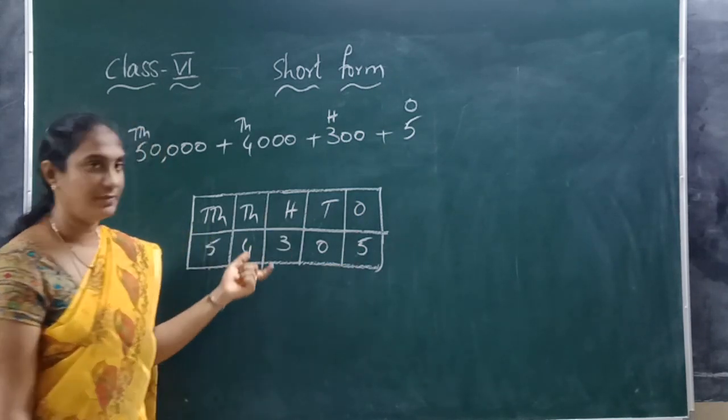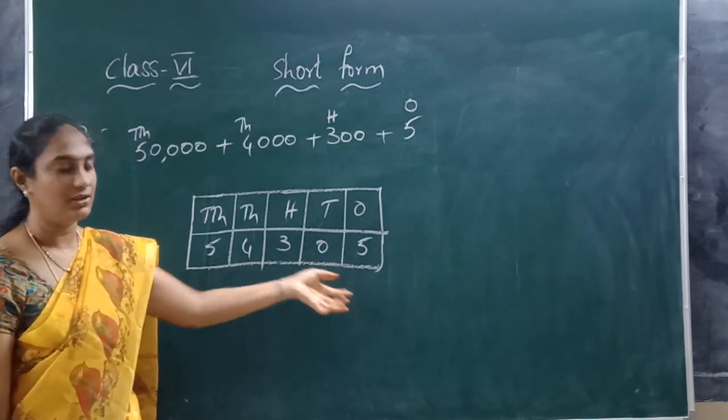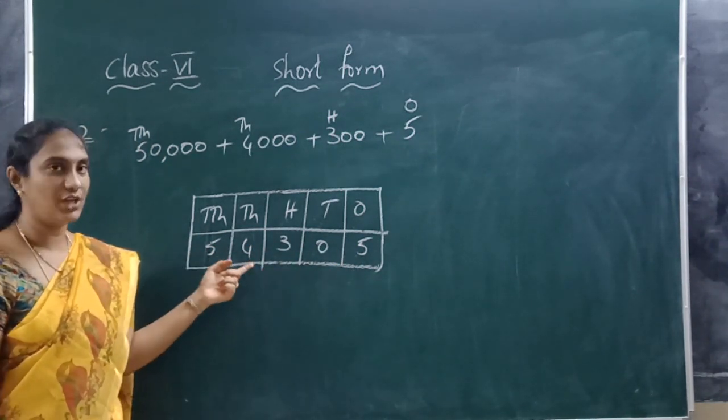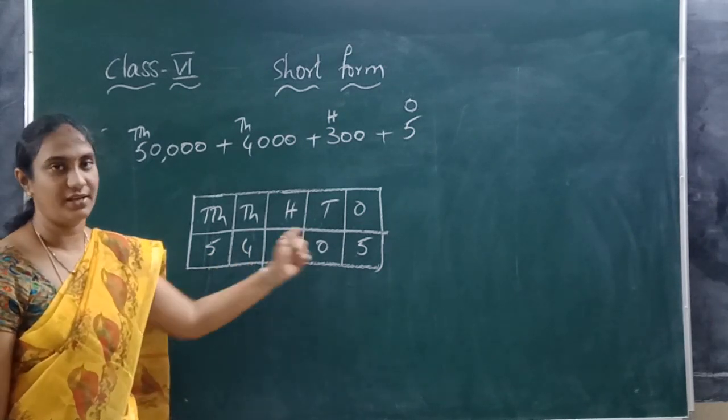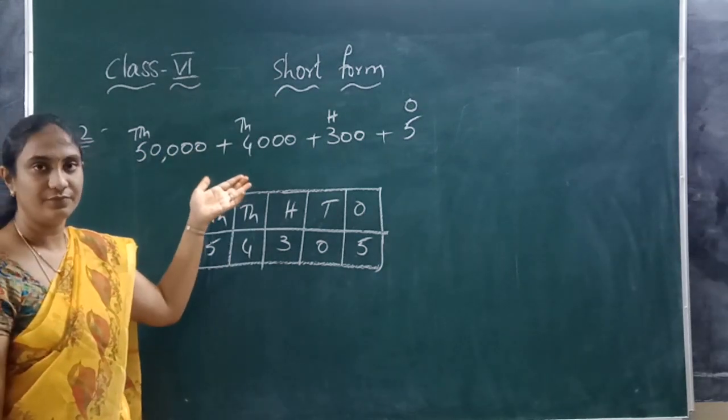So the total number is 54,305. So do you understand now how we have to write the short form? Okay children.